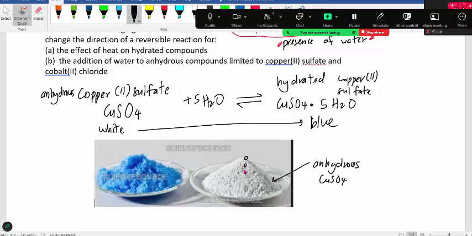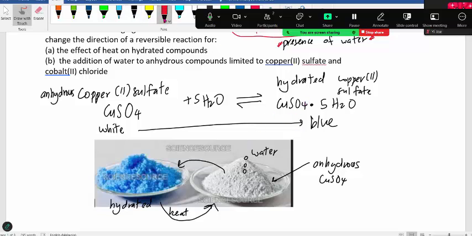When I add water, it will turn blue. And if the blue one is called hydrated, if I heat it up, it will become white again. Do you understand?